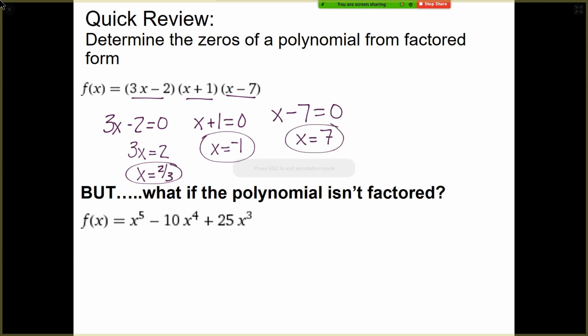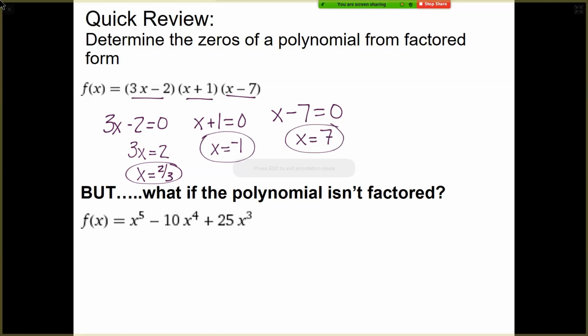You have three factors or more already factored for you. You just want to set them all equal to 0 to find your solutions. Find out what x equals. But what happens if I give you a polynomial that isn't factored? So down here at the bottom, we have x to the 5th minus 10x to the 4th plus 25x to the 3rd. Does anything stand out to you about this problem?